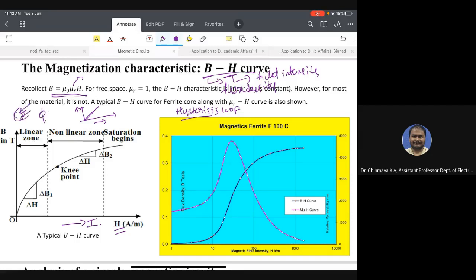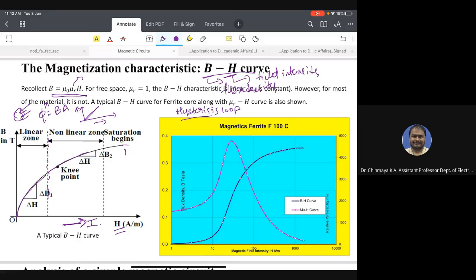Now phi is equal to B into A. That means we see how the flux lines increase when we increase the field intensity of a particular magnetic material. As you can see here, for a certain range, the flux density will increase linearly. A linear increase will happen in the beginning. Then afterward, it's a non-linear zone. Then at one point, it saturates.